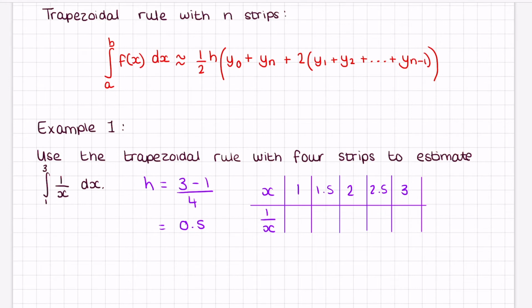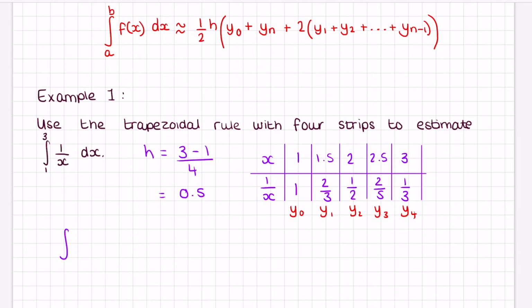You would always have one more number than how many strips, because each end of the strip we also include. From here, we sub each of these x values into our equation of 1 on x. If we do that for each of these numbers, we would get 1, 2/3, a half, 2/5, and 1/3. From here, I'm just going to label these. You don't need to do this, but it'll help, being the first time we're using this rule. This would be y0, y1, y2, y3, and y4. From here, we have all the information to be able to put it into the rule.